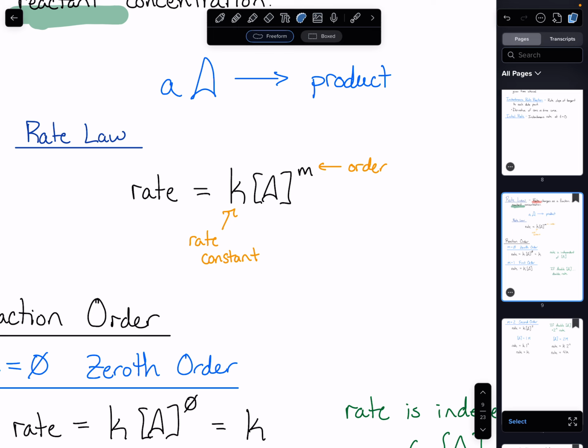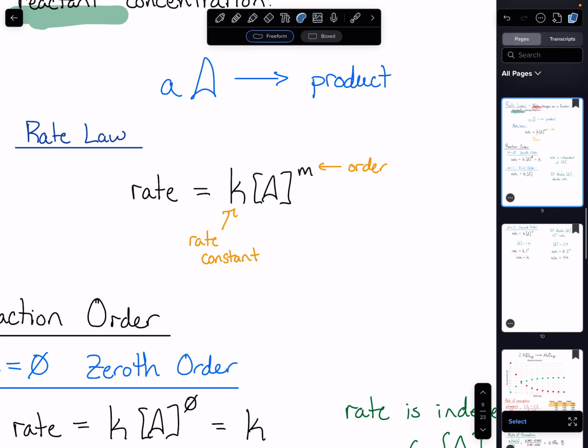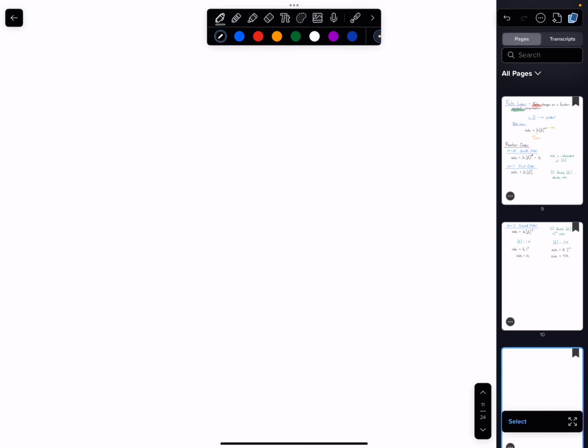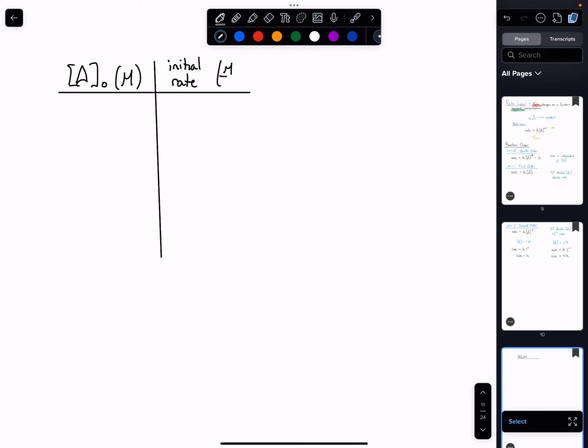And these ones are particularly easy to spot based on what we just discussed. So what do I mean by that? I'm going to put up some data here. We're going to look at the concentration of reactant. We're going to do a whole bunch of experiments where we measure that initial rate of our reaction. All right, and you're going to look at this data here and tell me what the order of this reaction is.